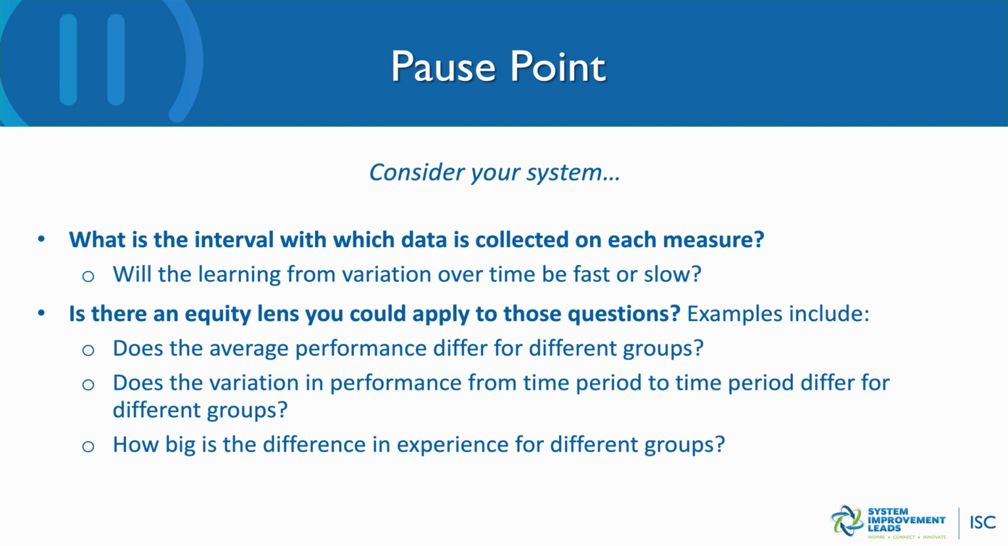Connected to the measures you identified, is there an equity lens you could apply? For example, does performance differ for different student groups over time? If a gap exists, does it persist over time? The clearer your question and measures are, the easier it is to construct a useful run chart. With these considerations in mind, take a moment to refine your learning question and measures.